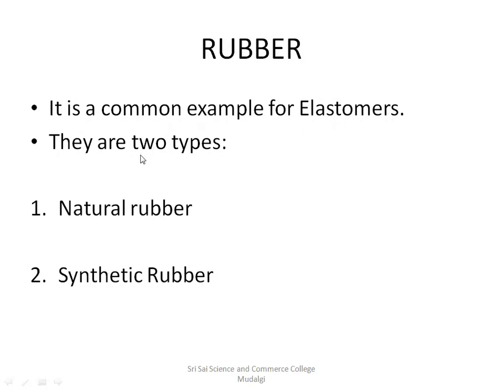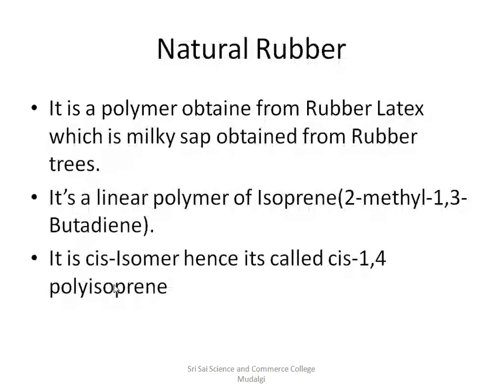Now these rubbers are of two types. One is called natural rubber, second one is called synthetic rubber. So the rubber which is obtained in nature, or naturally, is called natural rubber, and the rubber which is prepared or man-made is called what? Synthetic rubber. So first we are going to study natural rubber.